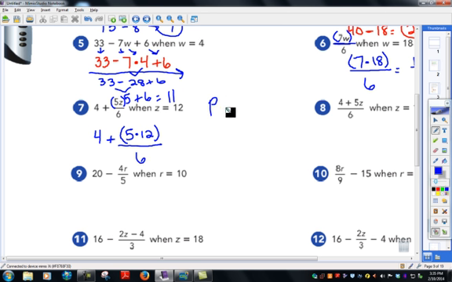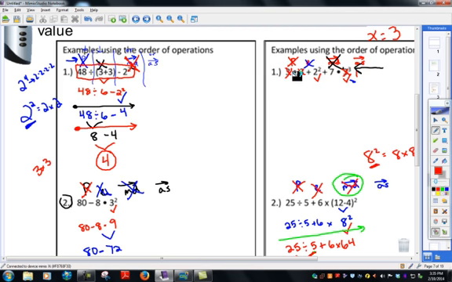So we have to follow PEMDAS. This gets a little bit confusing. I'm not going to lie. Some of you, your head's going to be spinning a little bit on this, because it's not just like these, where they're all just like this.